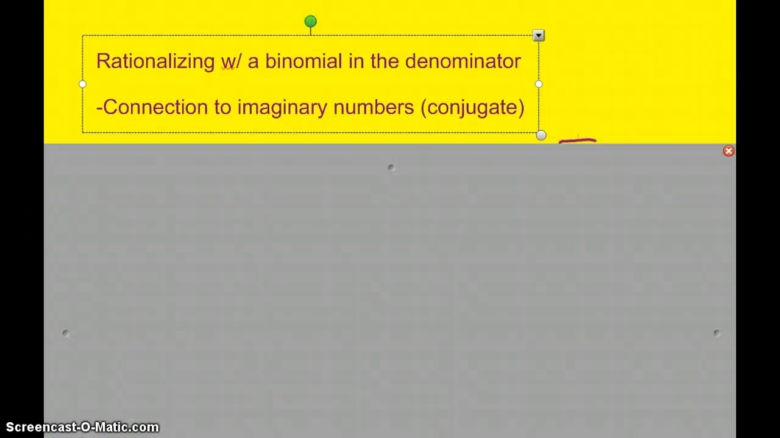Our final situation today is going to be to look at rationalizing when you have a binomial in the denominator. And I want you to think back to what you did on Friday in your homework when we used imaginary numbers and we had an imaginary number in the denominator. When that was the case, if we had a binomial, we talked about multiplying by the conjugate. And we're going to apply that same concept here today.